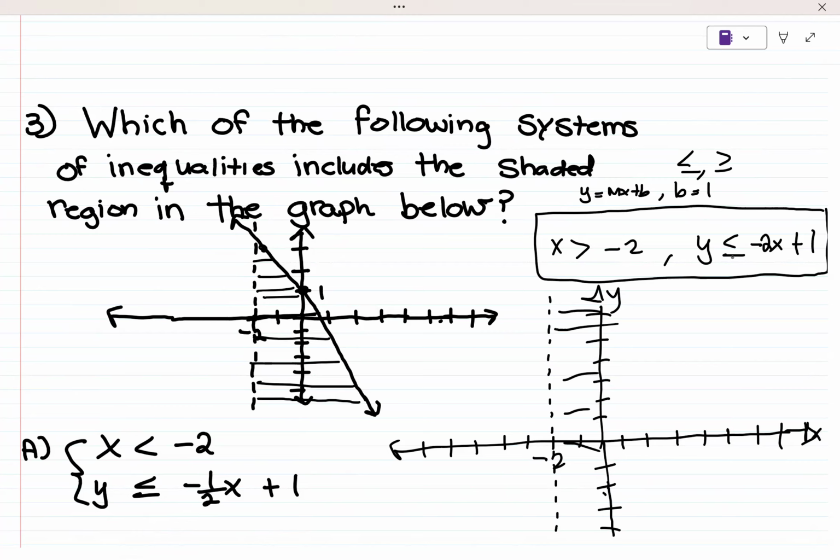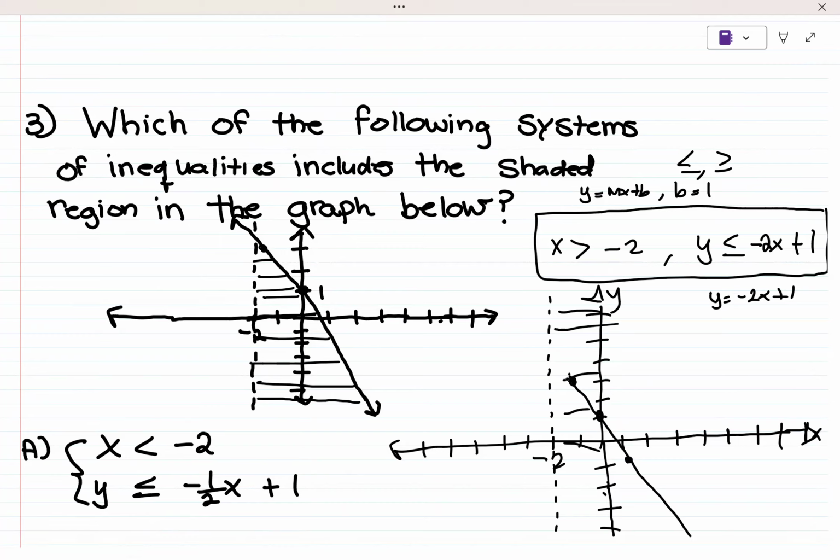Now, this one, just graph it as if it was y equals -2x plus 1, right? You know your b is 1 and your slope is -2 over 1. So what you could do is go up 1, 2, and then left 1. You could also go down 1, 2, and right 1, right? And because it has an equal sign, you're going to do a solid line like this.